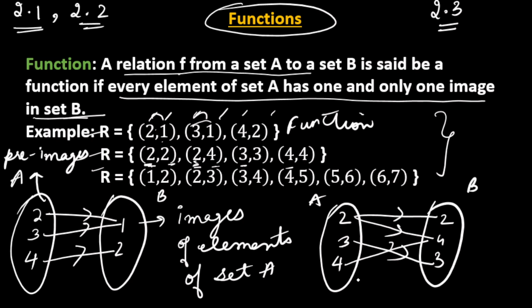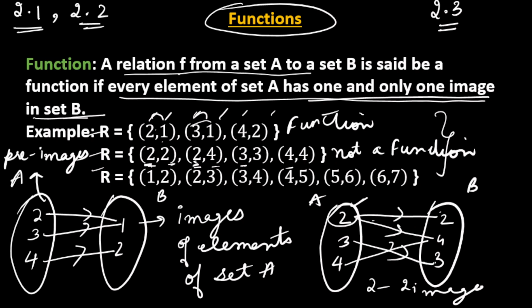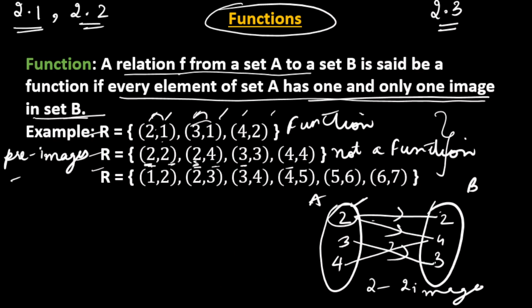If we count the images of each and every element of set A, element 2 has how many images? 2 and 4. So 2 has 2 images. 3 has one image, that is 3, and 4 also has one image. If we compare this relation with the definition, the definition says every element of set A has one and only one image. But here we can see that 2 has 2 images. So that means this is not a function. Every element of set A should have only one image in set B. Now let's consider one more example, the third one, and we'll figure out whether this relation is a function or not.